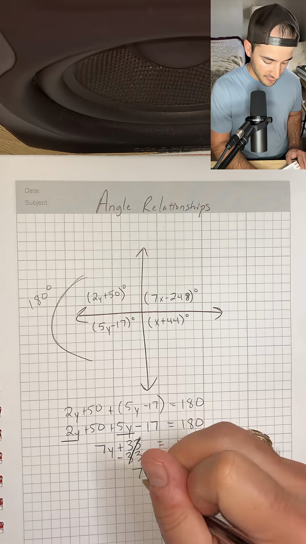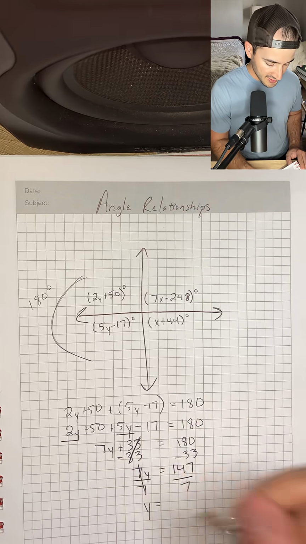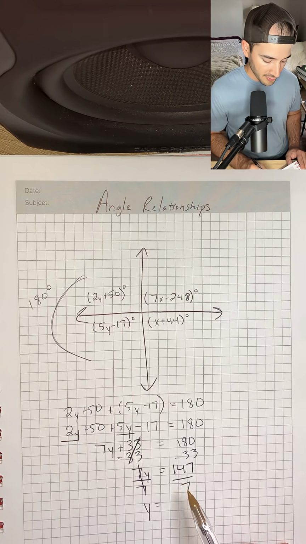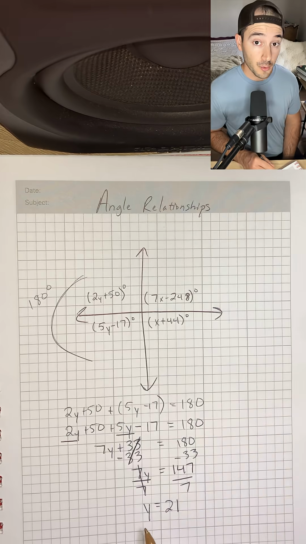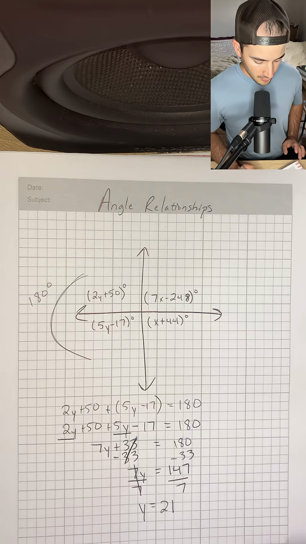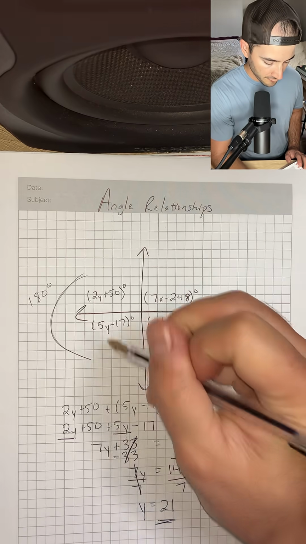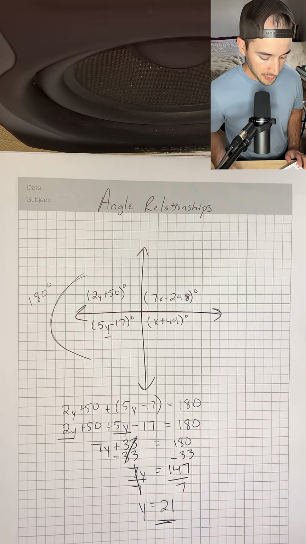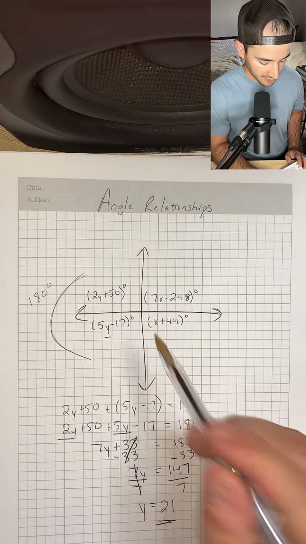And so now we can divide by 7 to solve for y. And so y is equal to 147 divided by 7, which is 21. And so now we've solved for y. We just need to solve for x now. So what I'm going to do is go ahead and plug in 21 for y, and that way we can just get what this angle actually is equal to before we solve for x, okay?